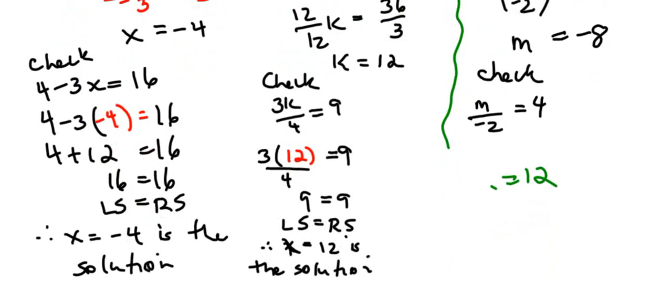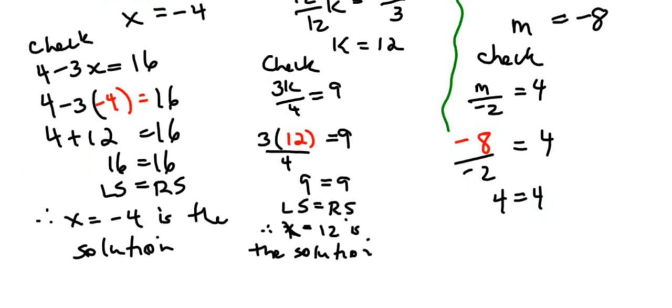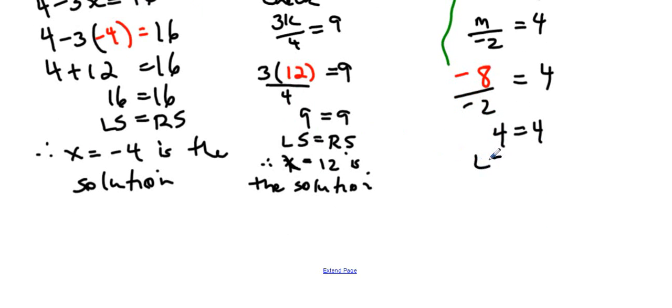And when we go to solve, then we're going to substitute in -8 over -2 equals 4, and -8 over -2 is just positive 4, because a negative divided by a negative is a positive, and left side equals right side. Therefore, m equals -8 is the solution.